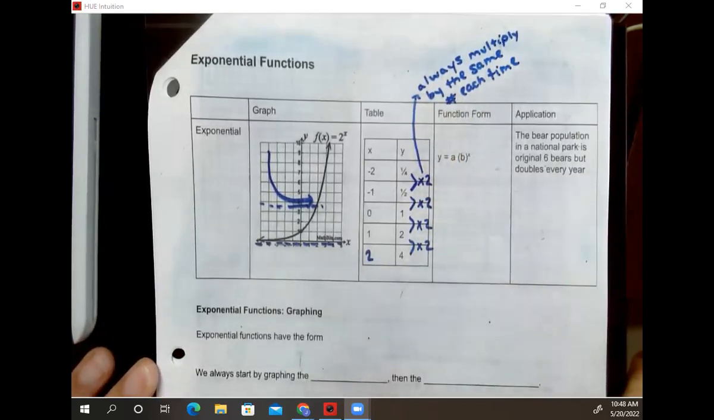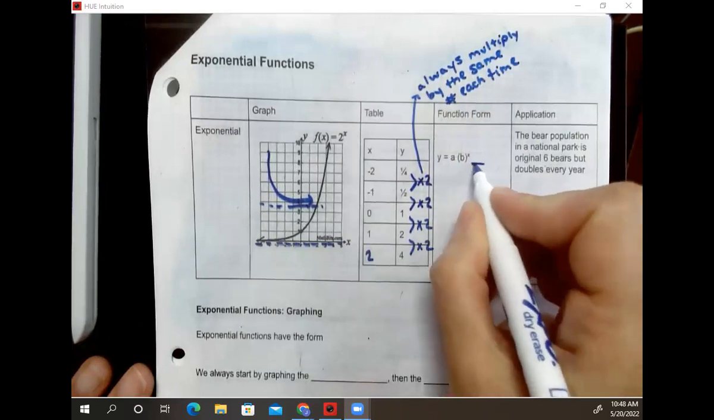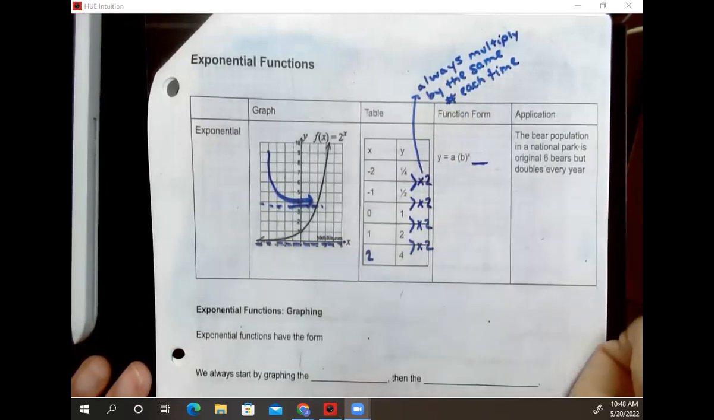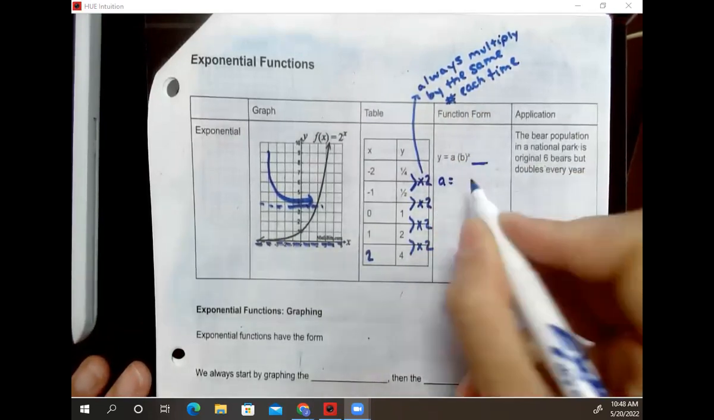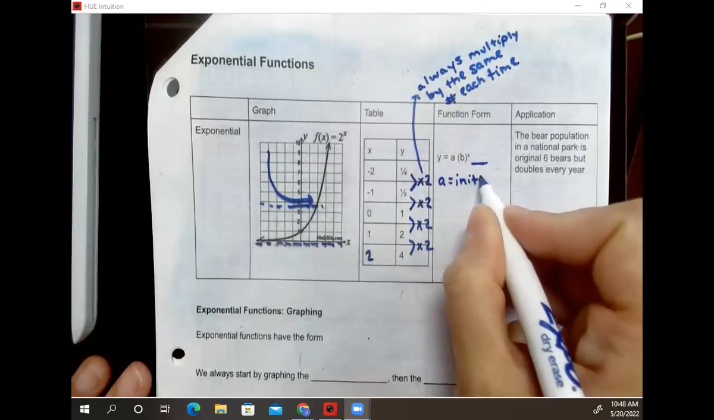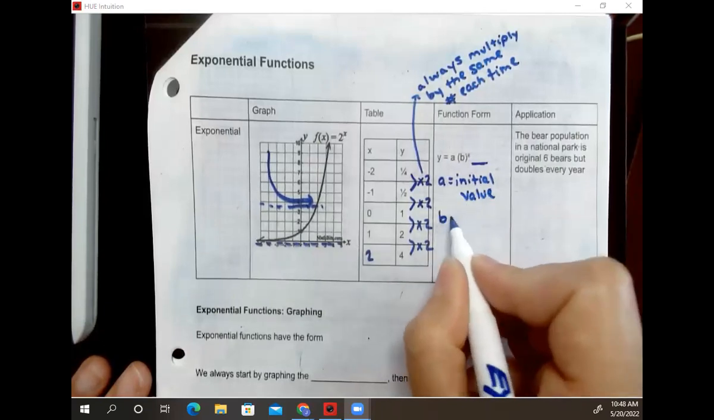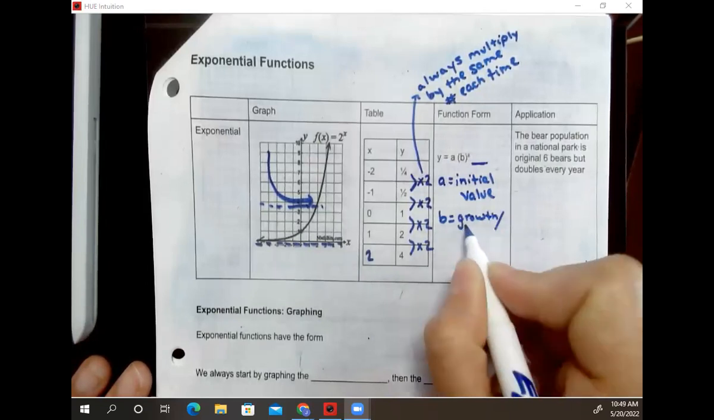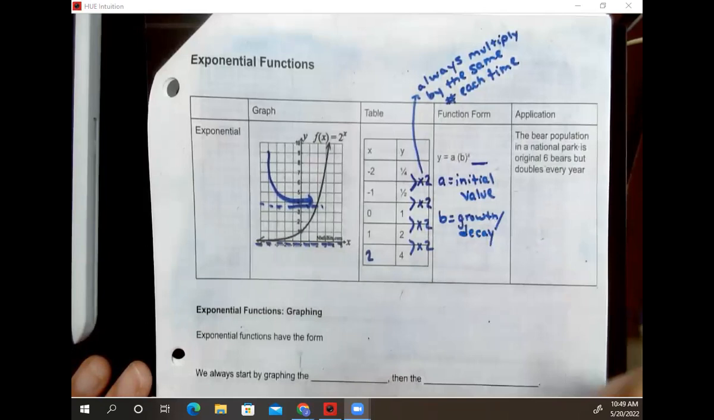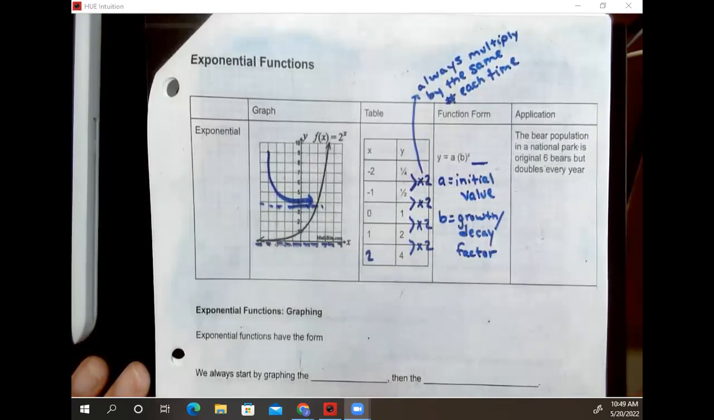For exponential functions, we only have one function form that we're going to focus on. That would be this guy right here. A lot of times we do see something at the end, which we'll talk about in just a minute. But when we look at our function form, that a, particularly when we get to our problems in context, is what we call our initial value. Tells me where to start. And the b is our growth factor if we're growing, or decay factor if we're decaying. It tells me how we grow or how we decay.